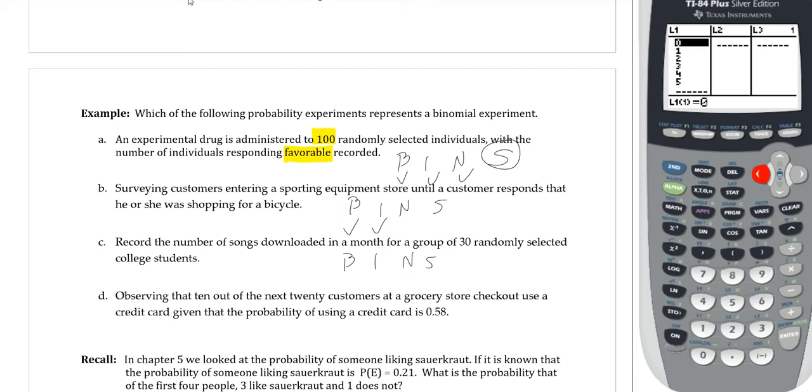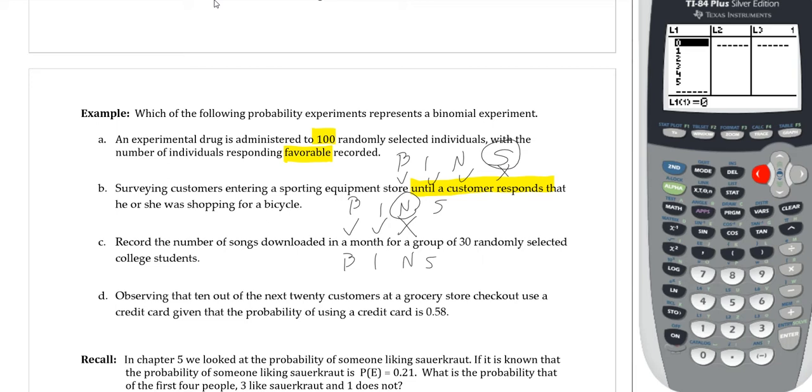N. Well, N is supposed to be a fixed number of trials. It says that they are doing this until a customer responds in a favorable way. That means they do not know how many trials they're going to do. Therefore, it fails the condition for n being fixed. So this is not a binomial situation.